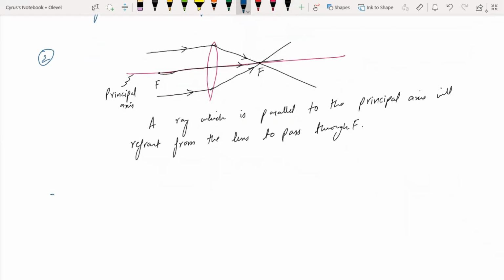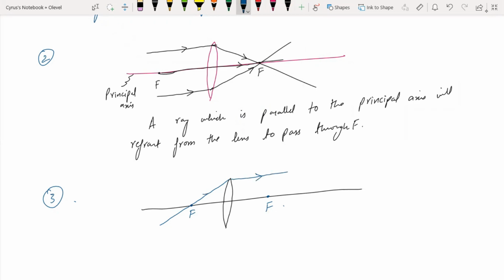Rule number 3. We have here a lens again, and a ray which is passing parallel to the, this simple principal axis I have drawn, and I've written here f, okay, this is also f, and remember that a ray which is passing through f like this will refract to pass parallel to the principal axis. It will be like this.